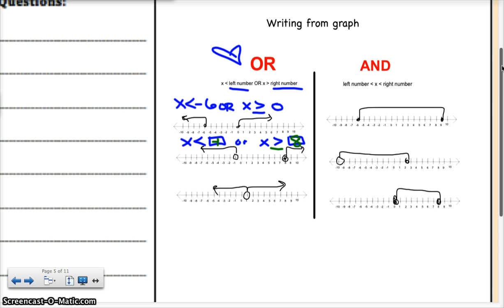Oh no, but look at this one. I don't have a left or a right number. You just make it a left and a right number. So I say x is less than the left number, or x is bigger than the right number. Well, the left number would be 1, and the right number would be 1. X is less than 1, or x is bigger than 1.